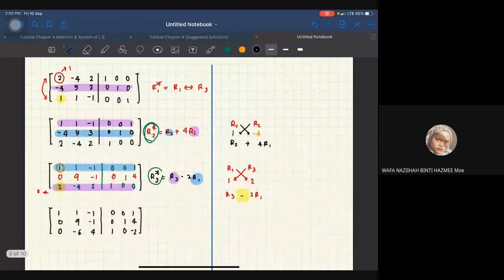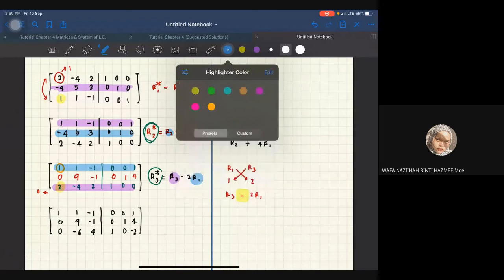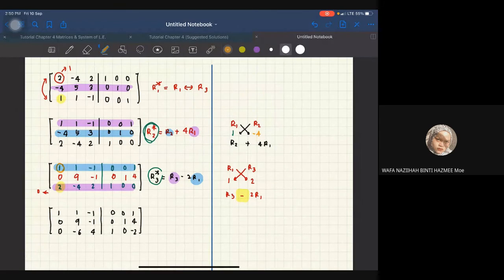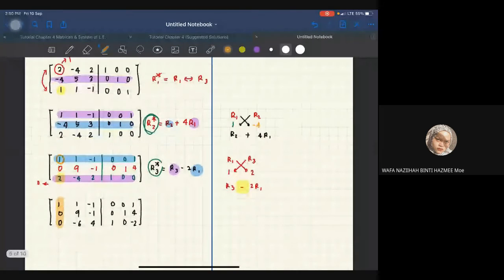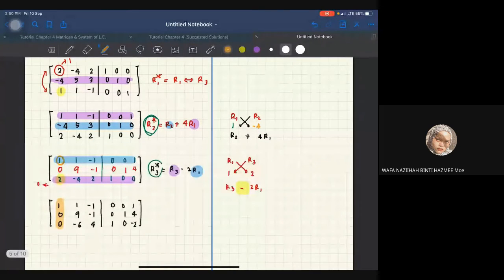Okay, so target kita sekarang is second column. Okay, so second column ni, kita nak tukar yang mana dulu? Which one first do we need to change? The second column. The 9. The second column row. Okay, betul? So this one.